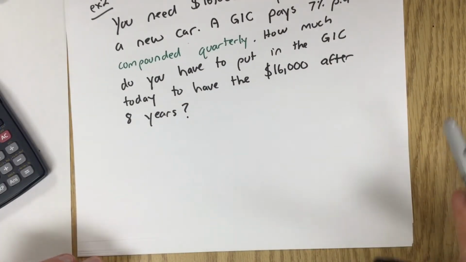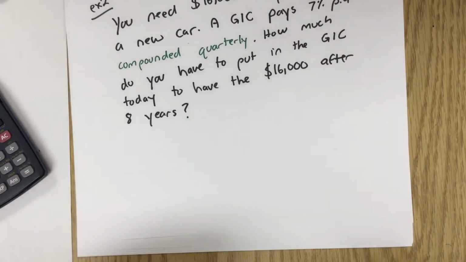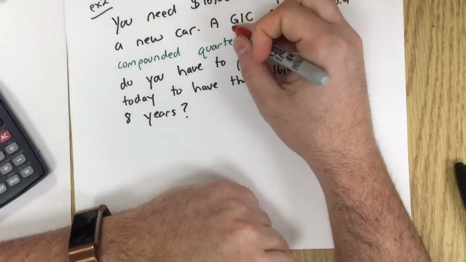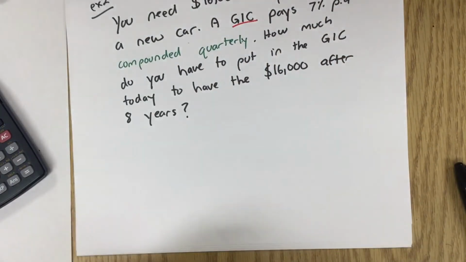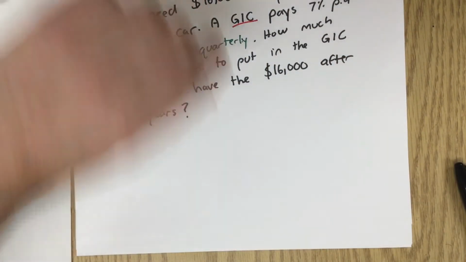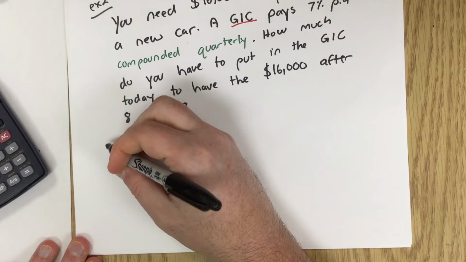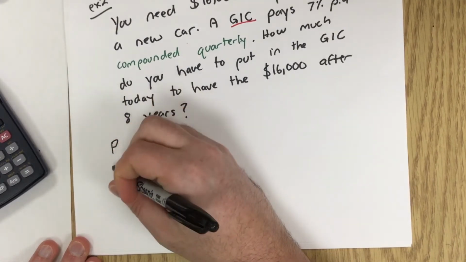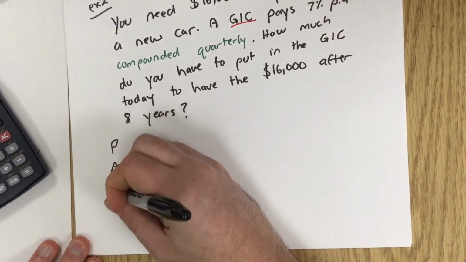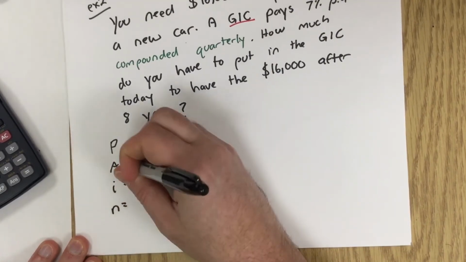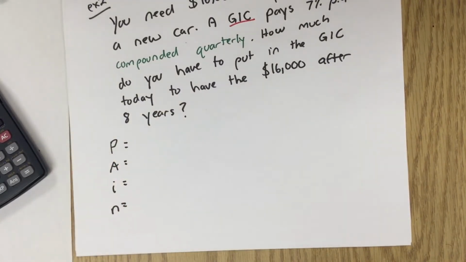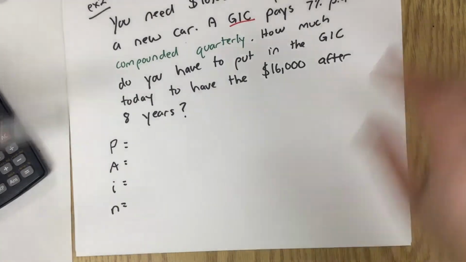Same idea. You need $16,000 to purchase a new car, and you're using a GIC. A GIC is a financial instrument, so it means it's something you can invest in. It stands for, I think, a guaranteed investment certificate. I'm not 100% sure. Essentially, you put your money in, and it's stuck in there, and you can't really take it out. Or you could take it out, but then you lose all the interest. So essentially, you're promising to leave it in there, and it will pay you a higher interest rate. Not necessarily that high, but higher.